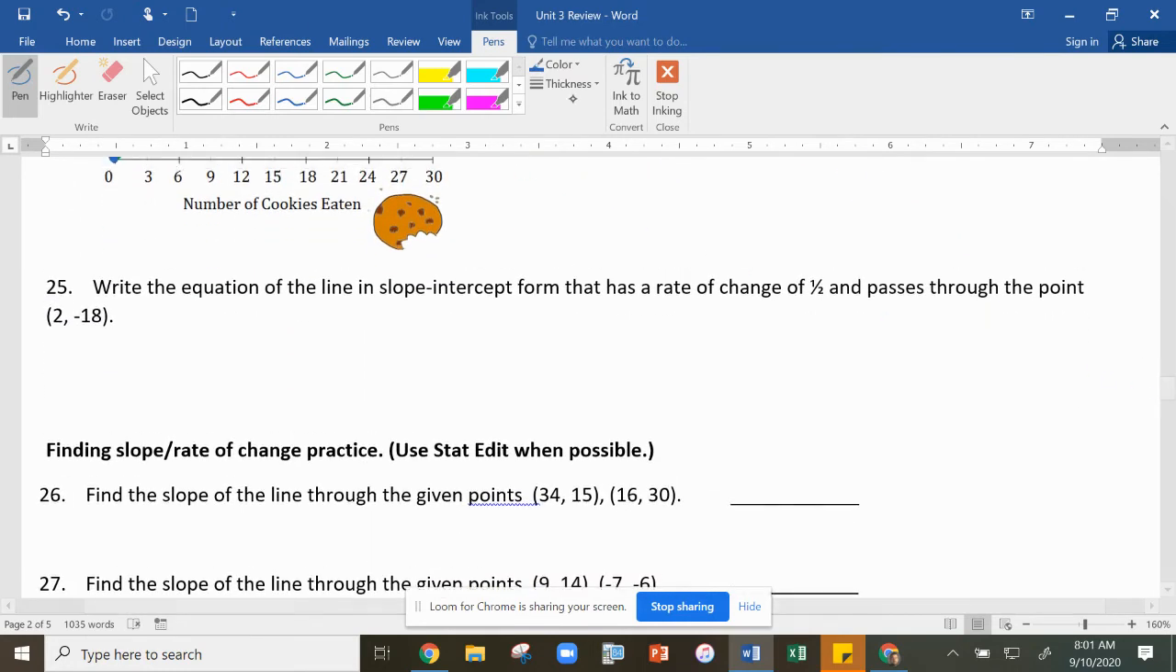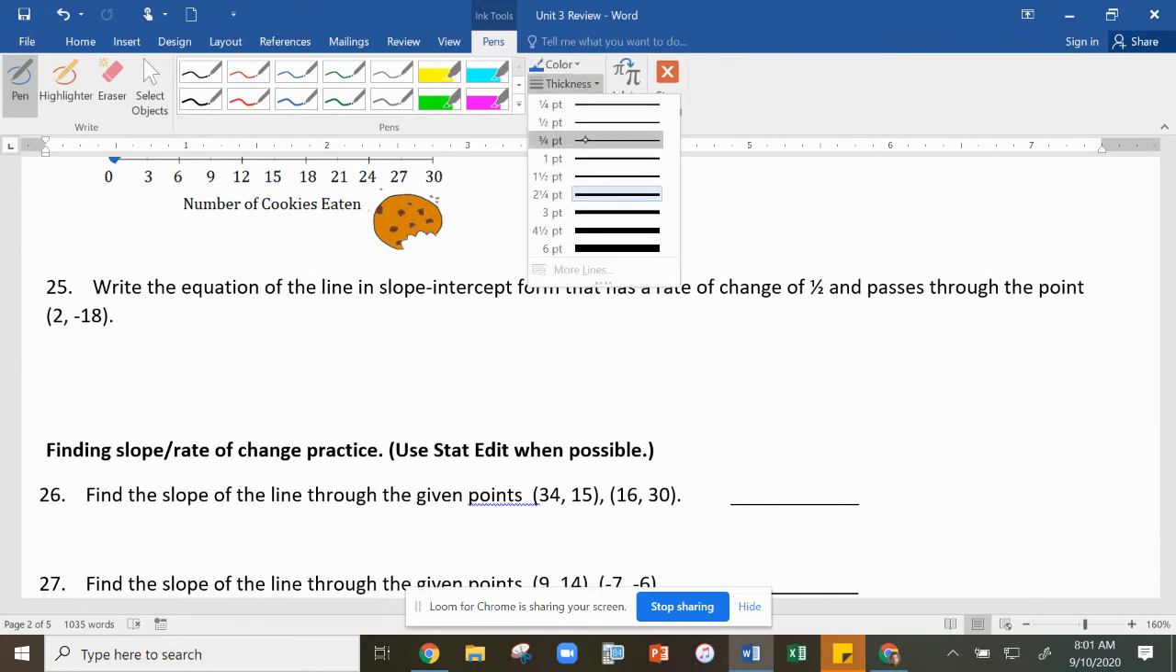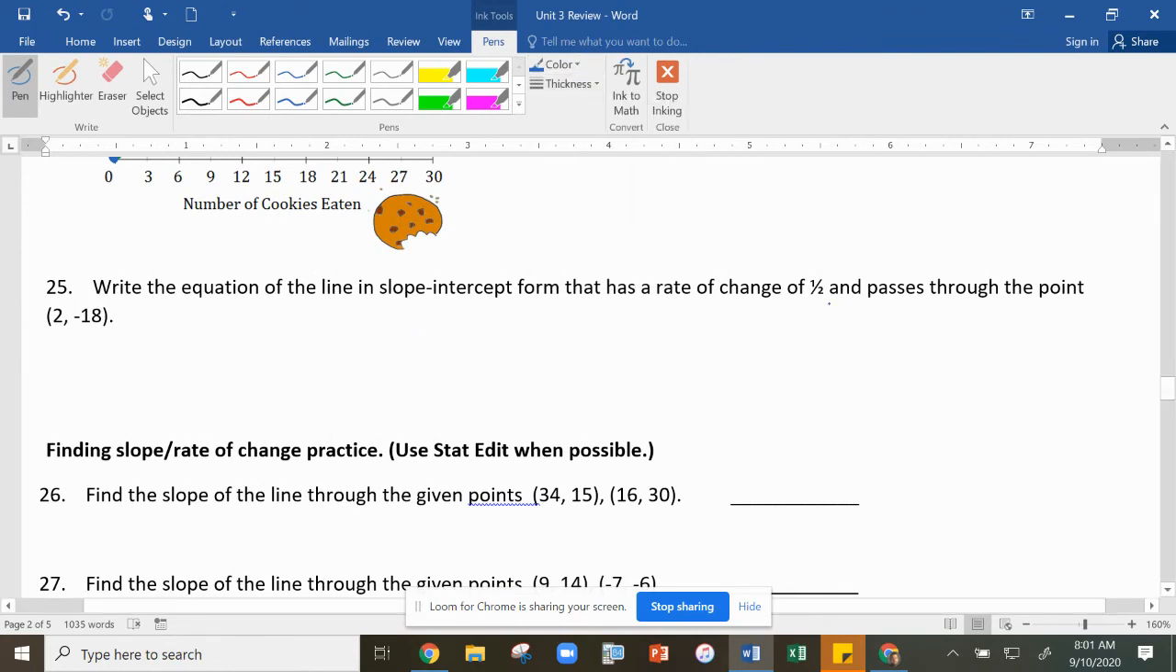Okay? This one wants us to write the equation of a line in slope-intercept form that has a rate of change of 1/2 and passes through this point. So you need to ask yourself, what are they not giving me? Well, they're not giving me the b. And so I'm going to take the formula I know, y equals mx plus b. I'm going to fill in everything I do know. This is my x, this is my y, this is my m. And so my y is -18. My m is 1/2. My x is 2.